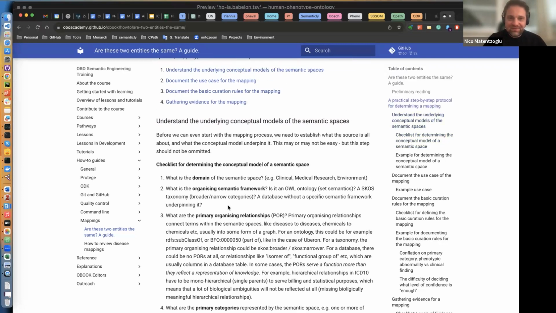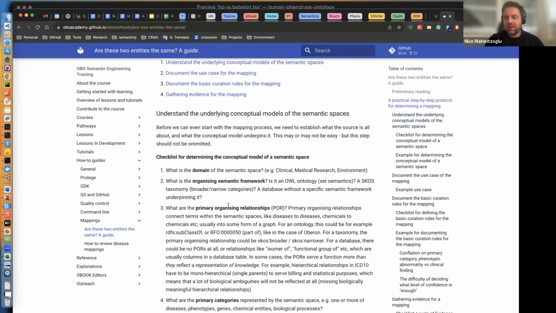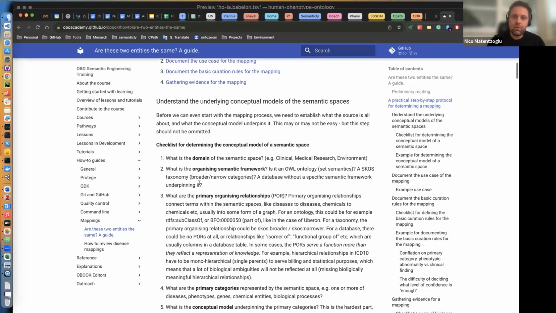All right. Okay, so conceptual model. The checklist, this is how I describe it. How do we slowly get to understand the conceptual model of the space? So let's start with some very basic questions. These seem very obvious to many, but they help us to narrow down what we mean by a conceptual model.